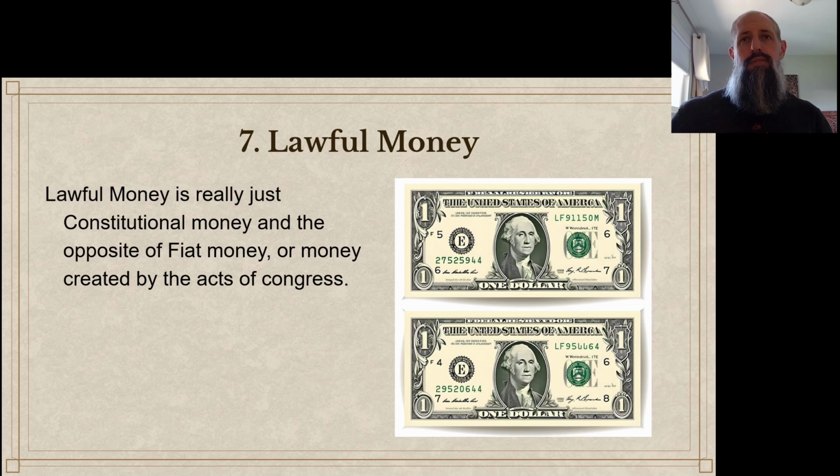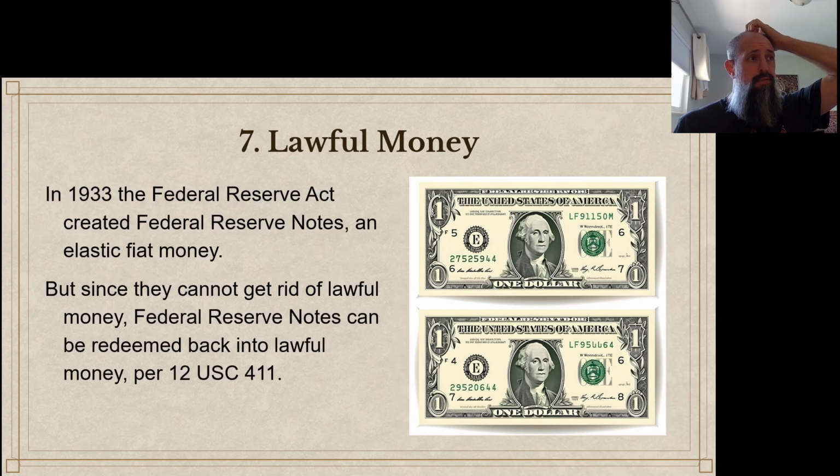Lawful money. Okay, this could be a whole other video in itself. In fact, I think I've done other videos. Your trust is outside of commerce, so you've got to use non-commercial money, and that's lawful money. It's constitutional money. It's gold, it's silver, and a few other things that they've established as lawful money. It's the opposite of fiat money.